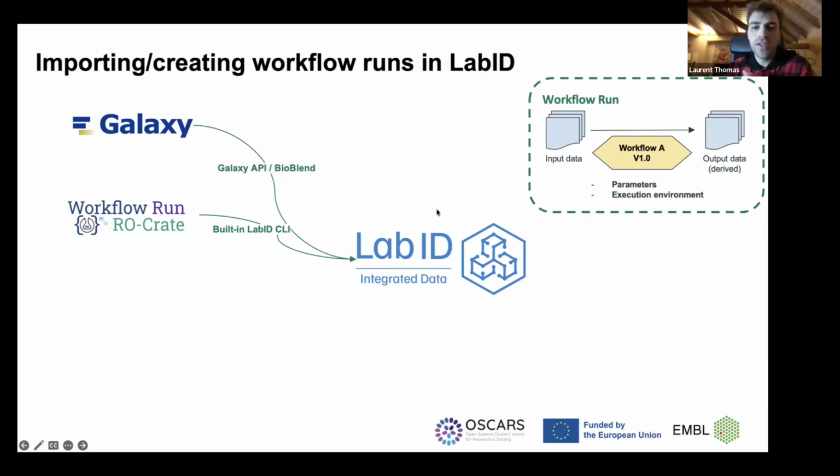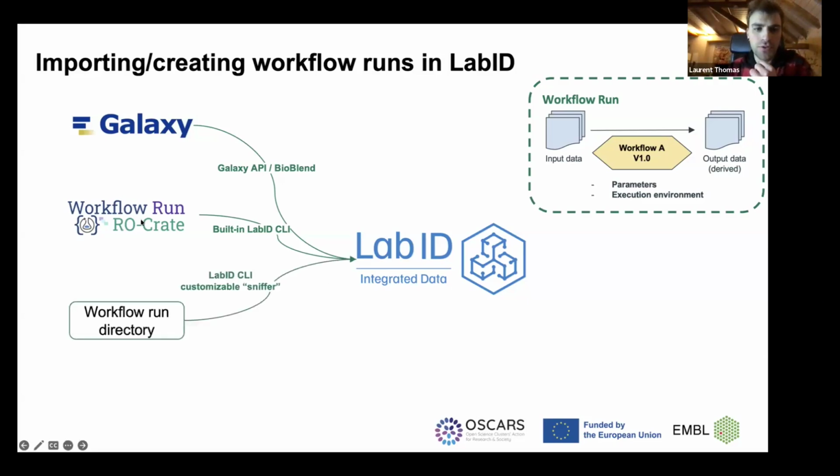Currently Nextflow can generate such a package using the nf-prov plugin. Galaxy is also able to generate such a crate. I think there is work in progress also for Snakemake. So yeah, it's quite straightforward for us to ingest this kind of data.